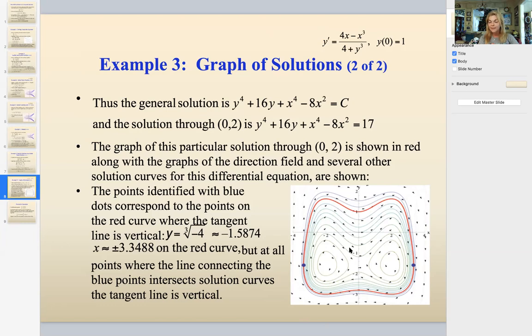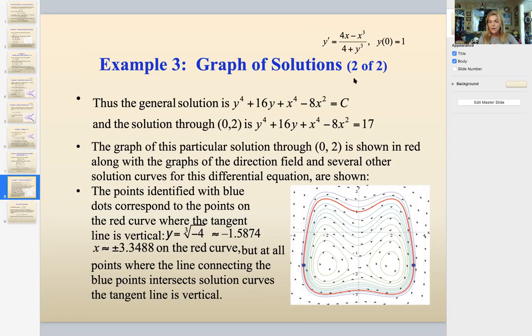You would not be plotting that by hand. You have to use some kind of software to do that, otherwise it gets incredibly messy. Okay, so the points that they put in here in blue are where you have vertical tangent lines.